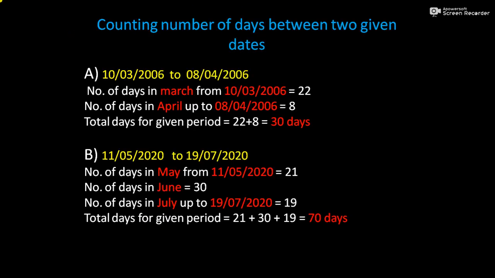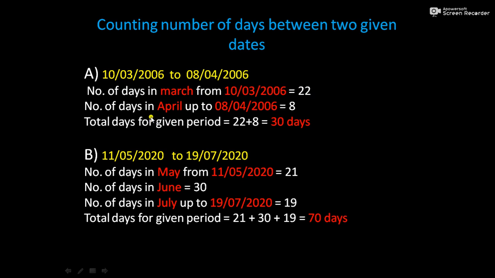So to make you understand it very clearly, I have taken some examples. You see here, counting the number of days between two given dates. Example A: 10th March 2006 to 8th April 2006. Here, according to the thumb rule, this is our starting date and this is our ending date. This is the starting month, so we have to see how many days from 10th March to 31st March. So it is 22 days. Then between March and April there is no month.